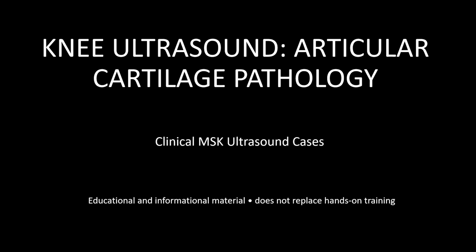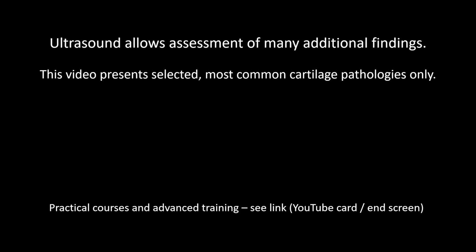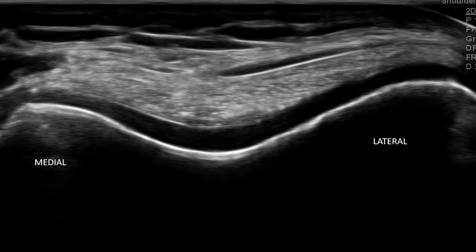Before discussing cartilage pathologies, let us briefly review the normal ultrasound appearance of articular cartilage in the knee joint. Normal articular cartilage appears hypoechoic, often nearly anechoic. It forms a smooth, homogeneous layer with a clearly defined superficial surface. At the level of the femoral condyles, the average thickness is approximately 2 mm.